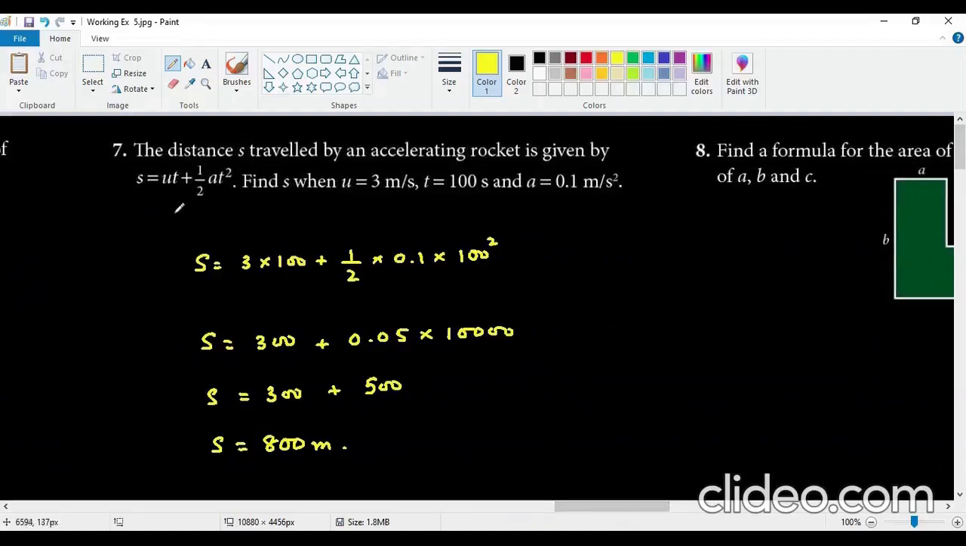S is equal to ut plus half at square. Now, the value of u is given as 3. This one is 3. And time is given as 100. Half, and 0.1. When 0.1 is multiplied by half, this is going to give you 0.05, and 100 square can be written in this way. When 10,000 is multiplied by 0.05, this is going to give you 500. Now 300 plus 500 is going to give you 800 as an answer.